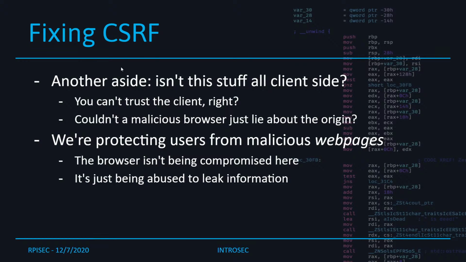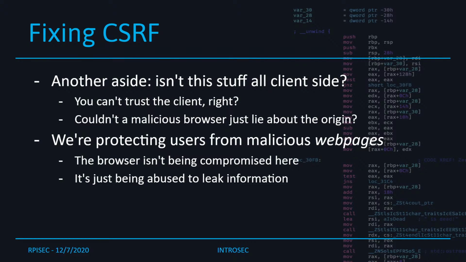So, couldn't a malicious browser just lie about where it's coming from? That's just one of the headers. You just change it. It's not illegal. Probably. But the thing here is that we are protecting users from malicious web pages. The browser itself is acting correctly. It hasn't been pwned. It hasn't been hijacked. What's happening is that the browser is doing stuff that the user probably didn't actually want. It's being abused. So the browser itself is still secure.